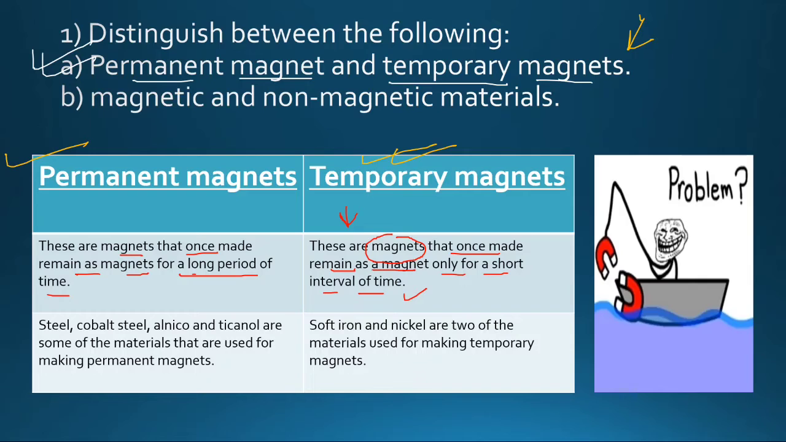Permanent magnets. Steel, cobalt steel, alnico, ticonal are some of the materials that are used for making permanent magnets. Temporary magnets. Soft iron and nickel are two of the materials used for making temporary magnets.